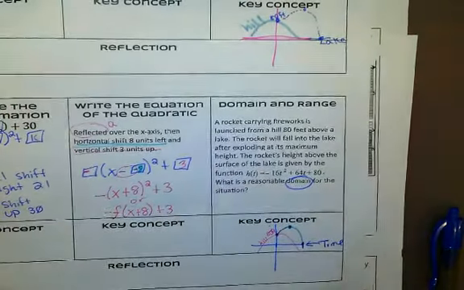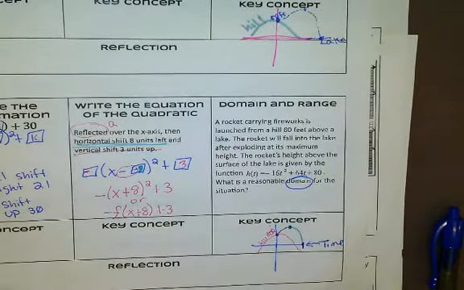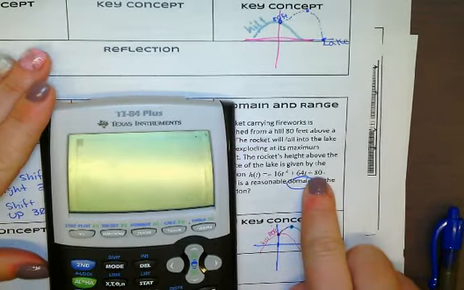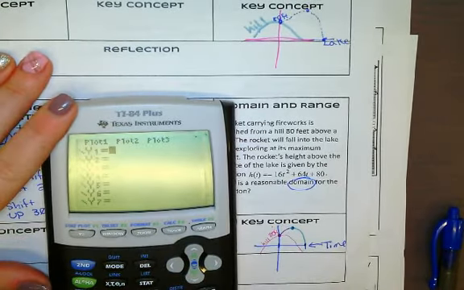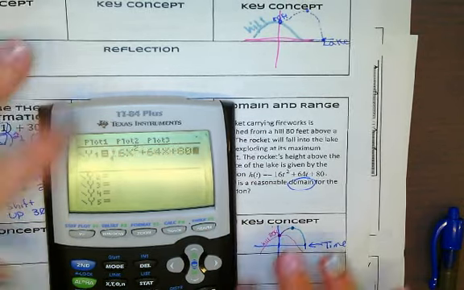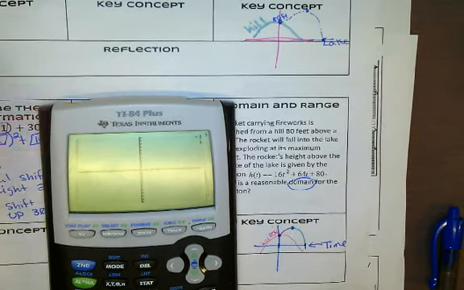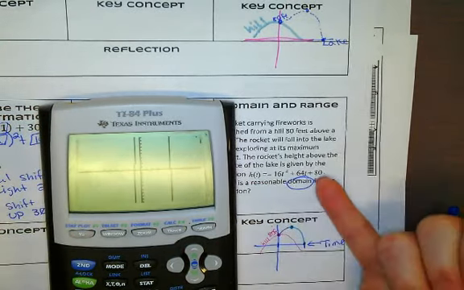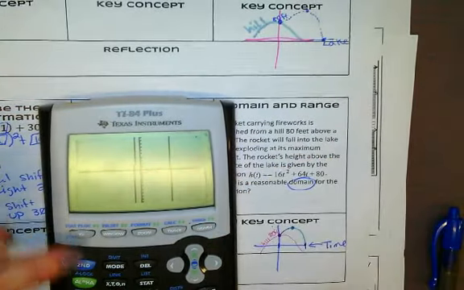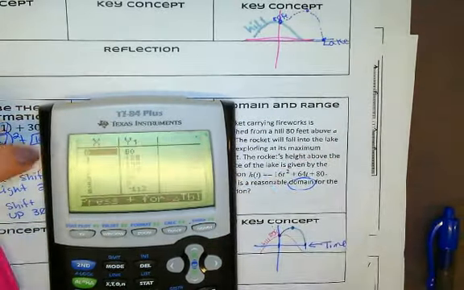So then you can take your calculator, plug that in. You're going to have a hard time seeing it on the graph itself because the y-intercept is 80. But we can still type this in, negative 16x squared plus 64x plus 80. Again, if you look at the graph, you're not going to be able to tell anything because the y-intercept is 80, so it's way up there. You could change your window, but I'm going to look at the table.